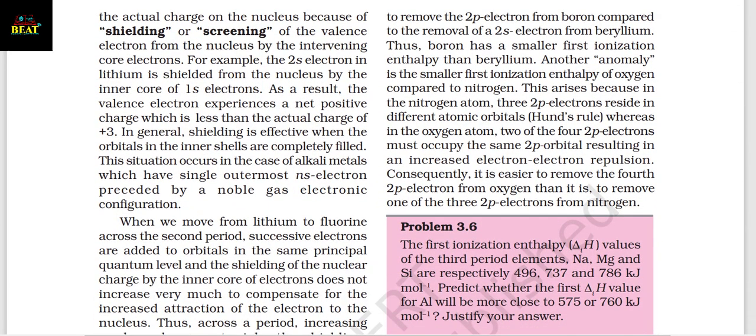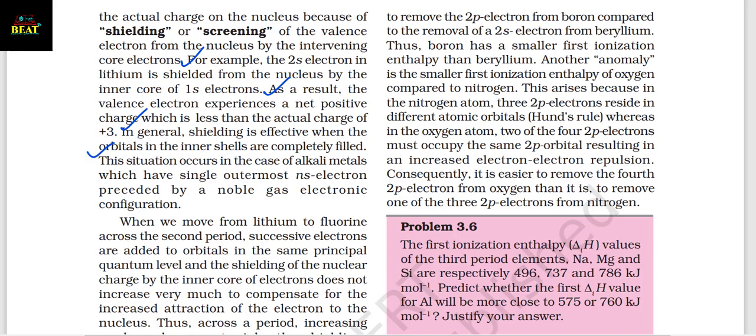The actual charge in the nucleus is reduced because of shielding or screening of the valence electron from the nucleus by the intervening core electrons. For example, the 2s electron in lithium is shielded from the nucleus by the inner core of 1s electrons. As a result, the valence electron experiences a net positive charge which is less than the actual charge of +3. In general, shielding is effective when the orbitals in the inner shells are completely filled.